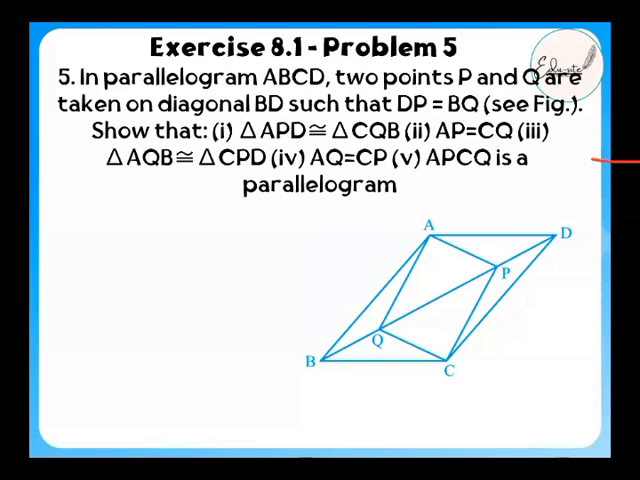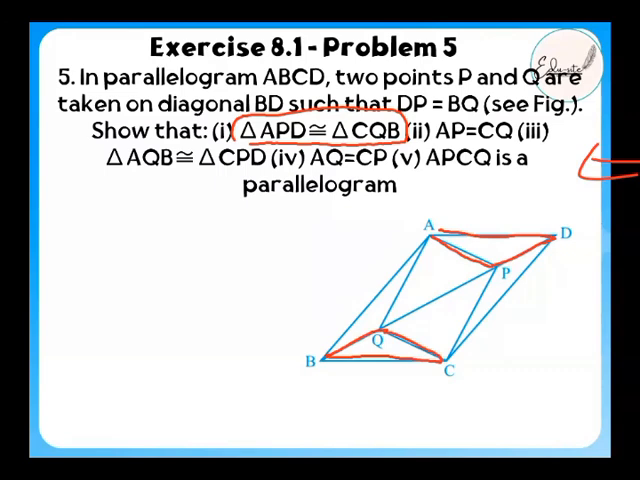Now, please solve the fifth problem. In the parallelogram ABCD, there are 2 points P and Q. They are taken on the diagonal BD such that DP is equal to BQ. Can you please solve this? You just have to prove triangle APD is congruent to triangle CQB. Are you solving it? It's quite easy. It's very easy. Just two triangles. Where are the triangles? Triangle APD and triangle CQB. This you have to prove.